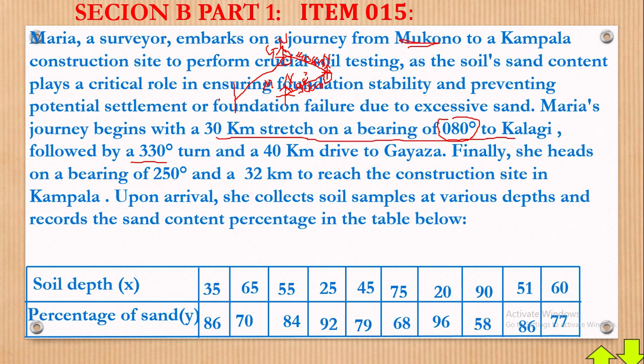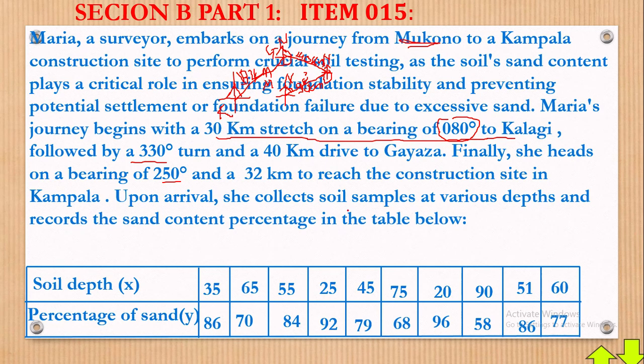To which place in front this side? Now here it is 32 kilometers. That's what I have there. Please don't forget a north there. We shall get a clear diagram here. I just want us to see a sketch. Okay, 250 degrees and 30 kilometers to reach the construction site in Kampala. So that is Kampala.